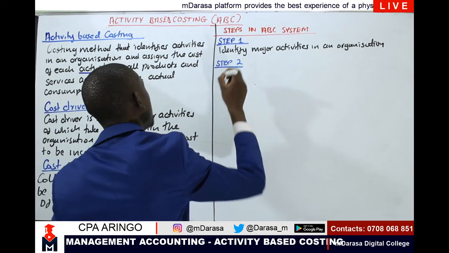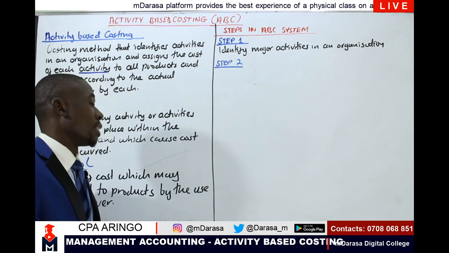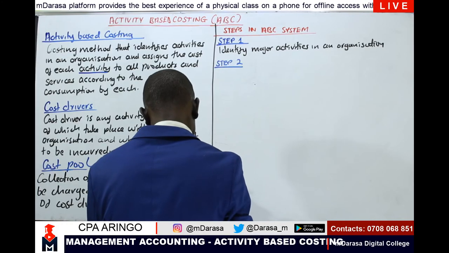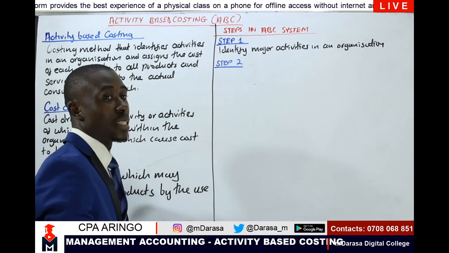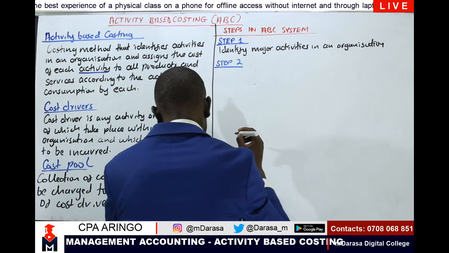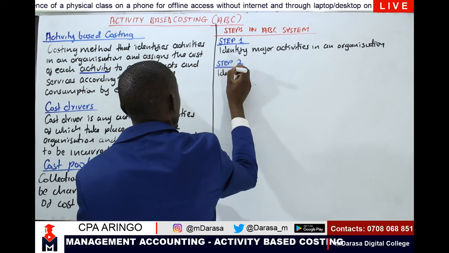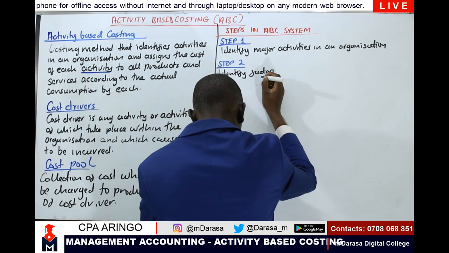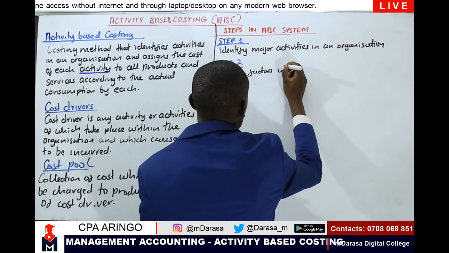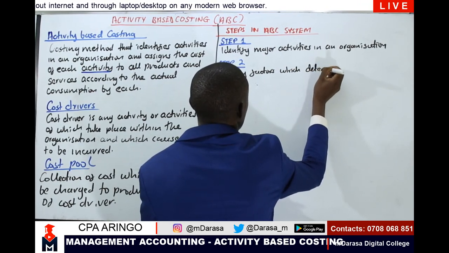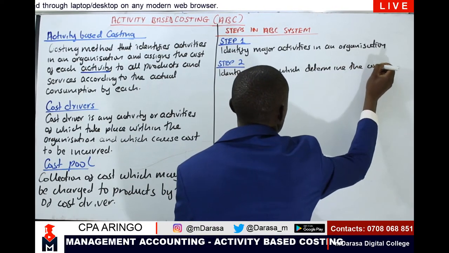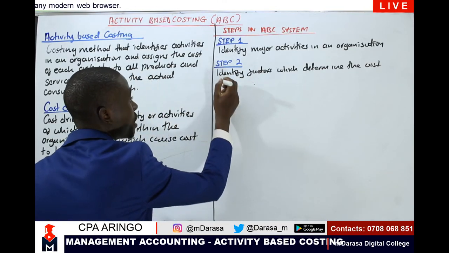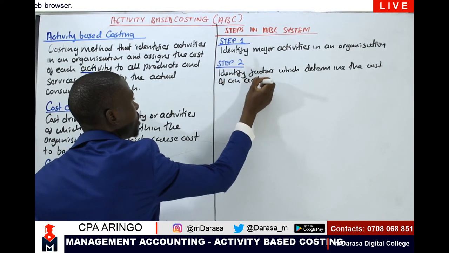Step number two. What is the second step that you must always have in mind? Identify the factors which determine the costs of an activity. Ideally you are talking of the activity, the cost drivers and the cost pools.